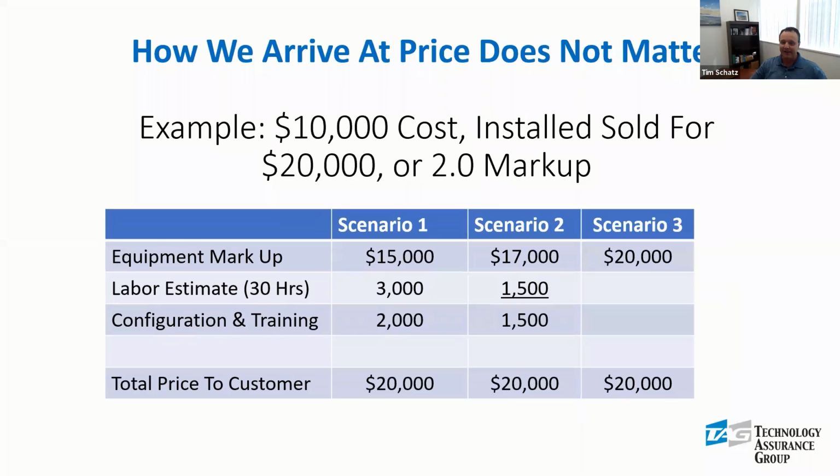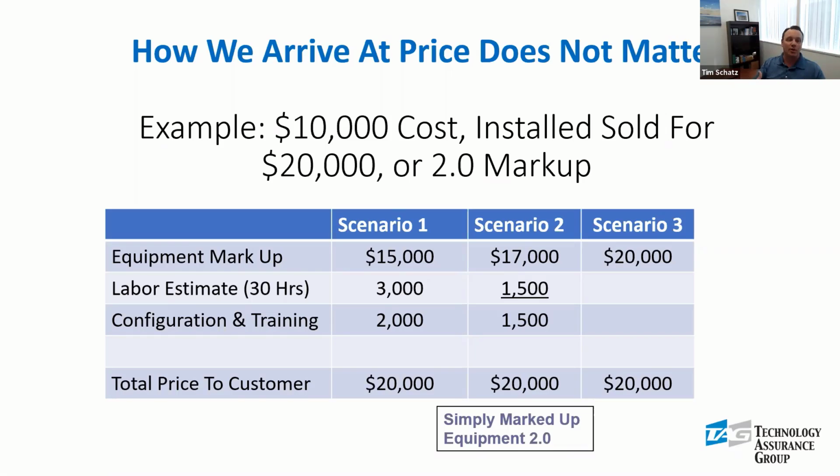And then you have a third option, where somebody just says, "I don't really try to get into that. I just take the equipment and I usually charge about $20,000." That would be a 2.0 markup. In our parlance here, we don't care how you got there. If the customer pays 20 and the wholesale cost was 10, that's a 2.0. Don't care how you got there.